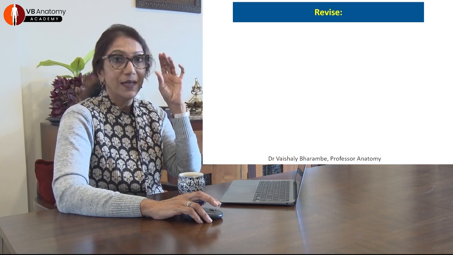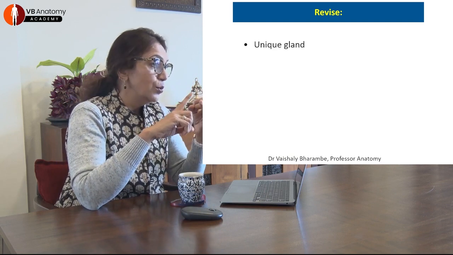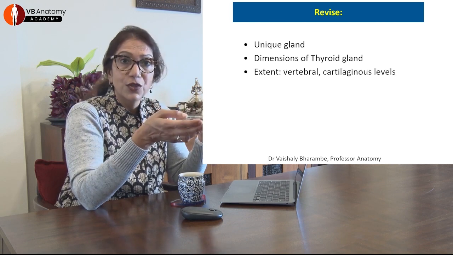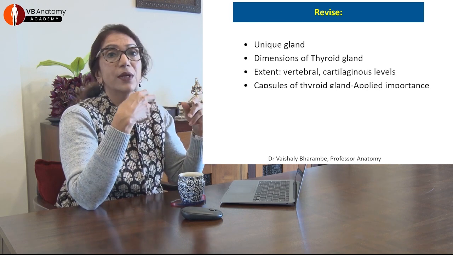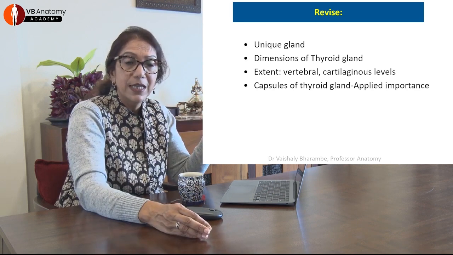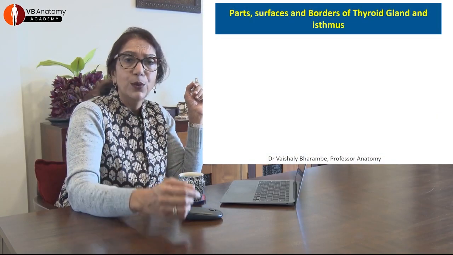So now what have we done? Let's quickly revise. You understood how unique it was. You talked about the dimensions. We talked about its vertebral and cartilaginous levels. And then we talked about capsules and their related applied anatomy. Okay with it up till here? Let's take it forward now. I want to talk about the parts, surfaces, and borders of thyroid gland now.